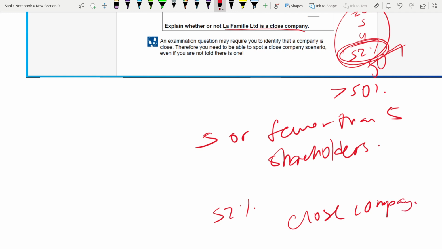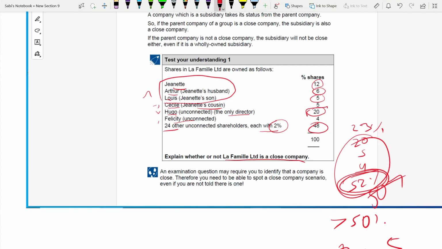But remember, if the shareholders were unconnected, the company will not be a closed company. Why? As the 5 largest shareholders would only hold 48%. How? Take this 20. You can only take 5 or fewer than 5. So the max is 5. You can't exceed 5. You have to add the 5 shareholders' percentages and see whether it is exceeding 50 or not, to decide whether it's a closed company or not.